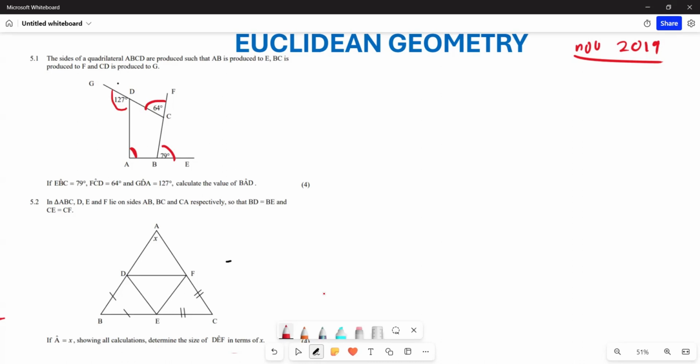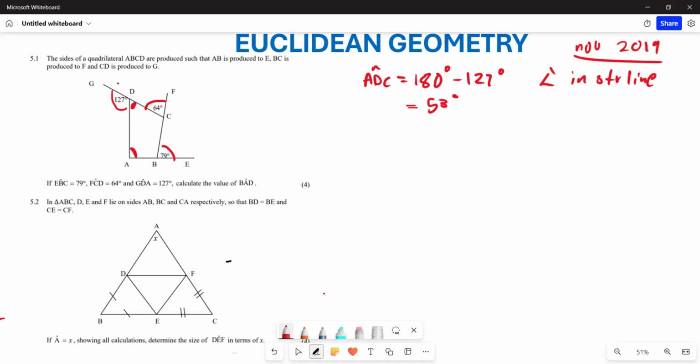You can start by saying, look, my angle ADC. If I look at this angle here, my angle ADC is going to be equal to 180 degrees subtract 127 degrees. This is because these are angles in a straight line. Remember, angles in a straight line are supplementary. So this is going to be 53 degrees.